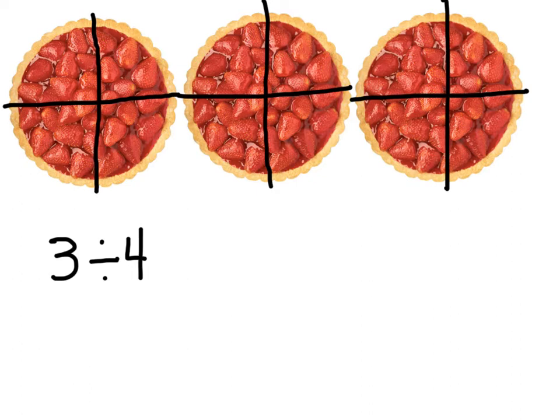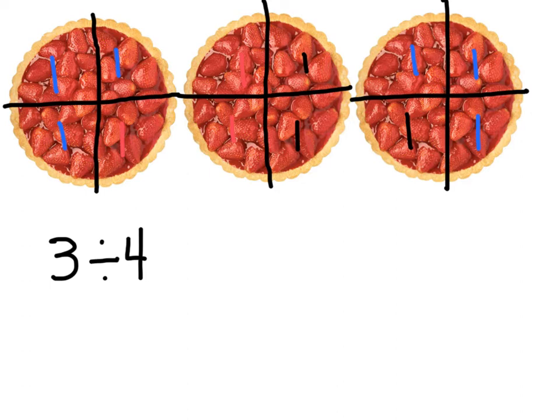let's divide this up amongst the children. So one child will get these pieces, another child will receive these pieces, another child will receive these pieces, and the final child will receive these. Each child gets 3 slices of pie, or 3/4 of a pie.